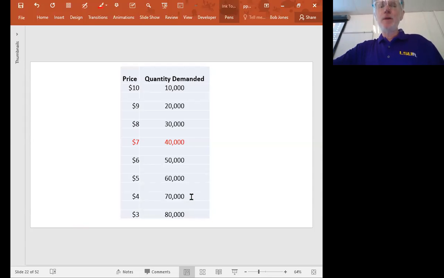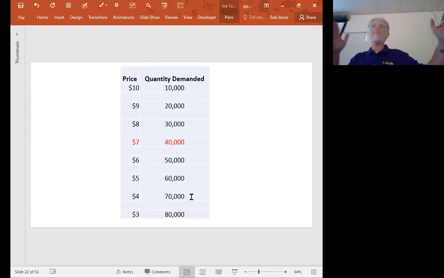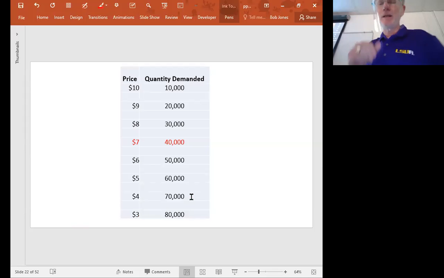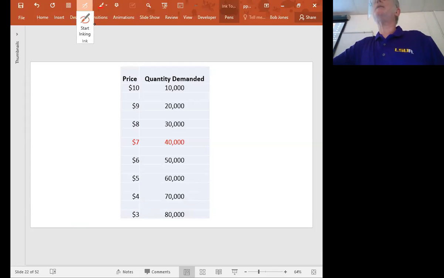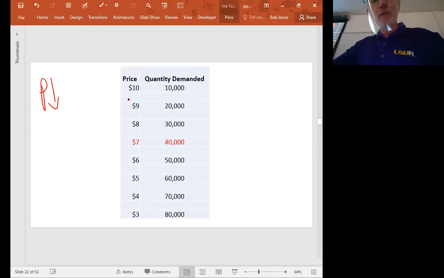Here is a hypothetical demand schedule. Okay? Let's assume that somehow we were able to estimate this. And so the first thing you notice is that this is just a demand schedule. It's showing different prices and it's showing the quantity that will be demanded at those prices. You can see as the price goes down, what happens to the quantity demanded? It's going up, as we would expect.